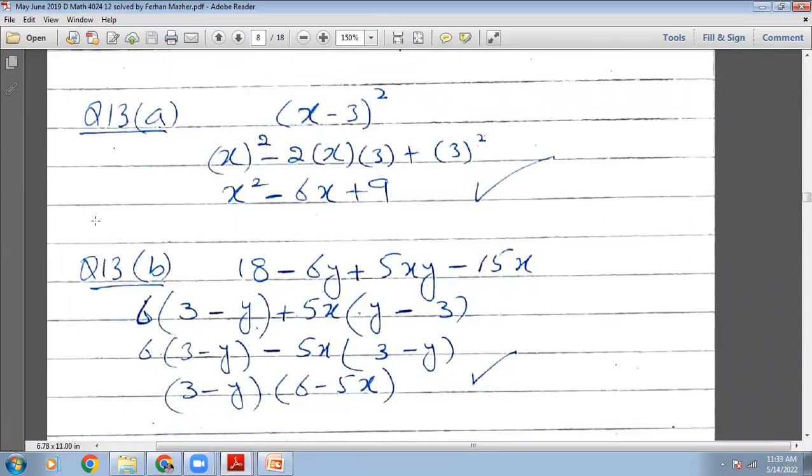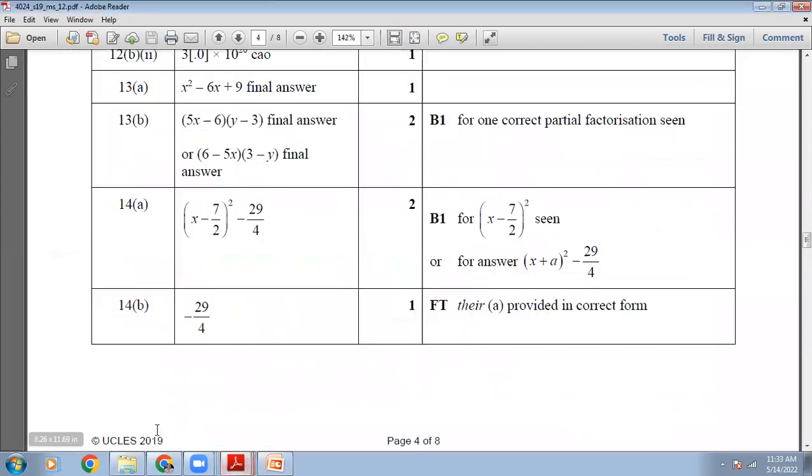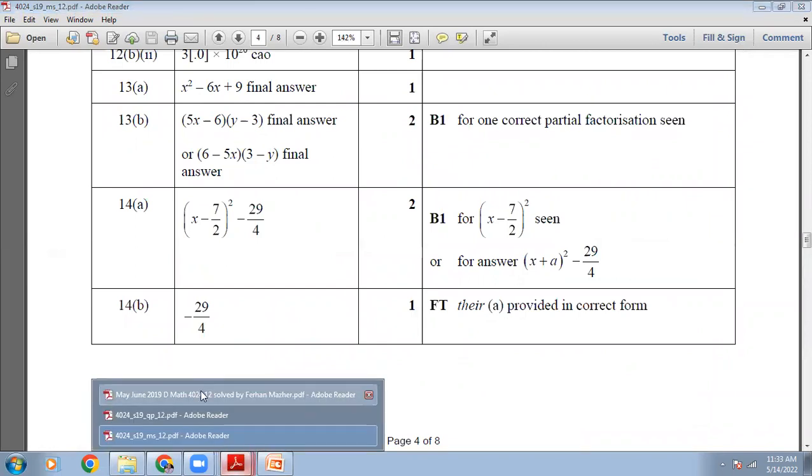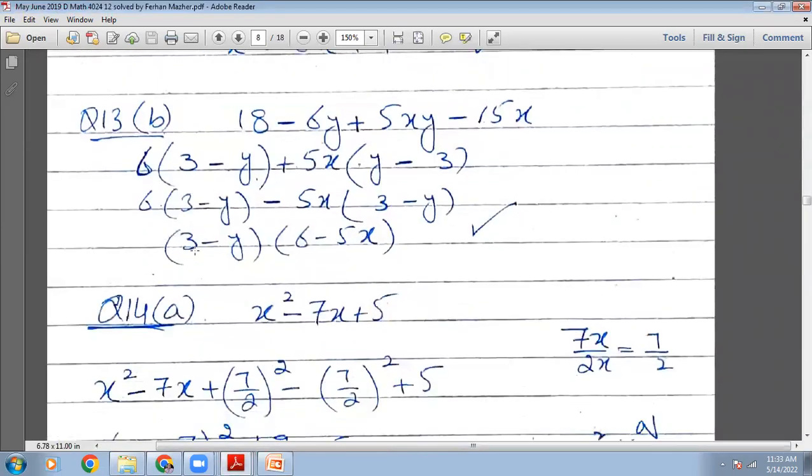I will use the identity a minus b whole square, that is equals to a square minus 2ab plus b square. So square of the first term minus 2 into first term into second term plus square of the second term. So you will have x square minus 2 into x into 3 plus 3 square. It will be x square minus 6x plus 9. I hope you understand how we have expanded that. So let's have a look at the answer, x squared minus 6x plus 9. So our answer is the same. Okay, so it's good to go. Okay, so we are going to the next question.